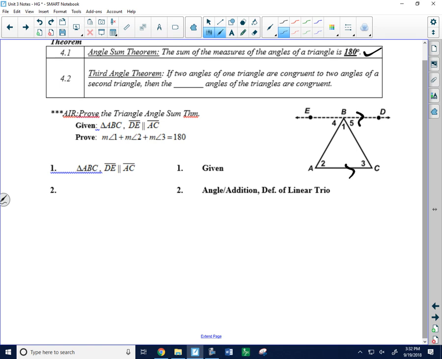Okay. And we're going to show that 1 plus 2 plus 3, the sum of the angles in a triangle, is 180. I'm first going to say that measure 1 plus 4 plus 5 equals 180. Because any number of angles that make a straight line are going to be what the straight line is, 180 degrees. We used to do linear pair. I call this linear trio.